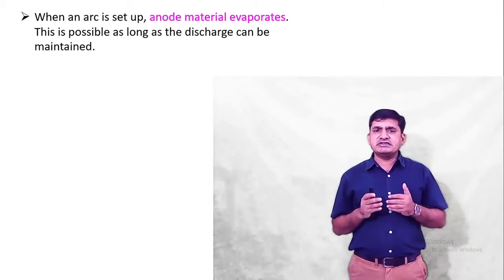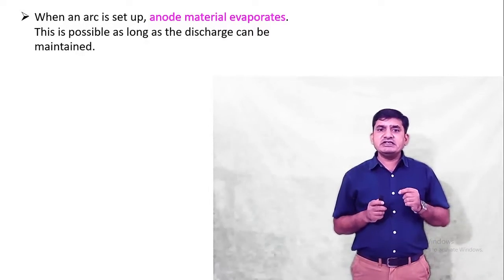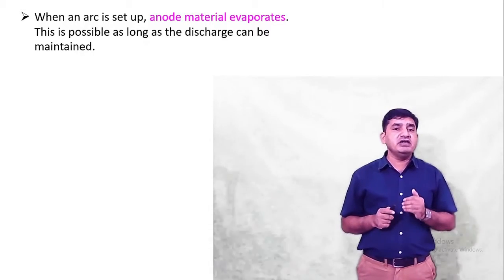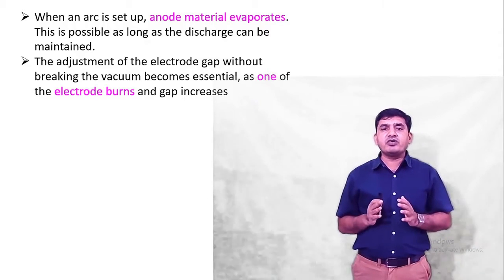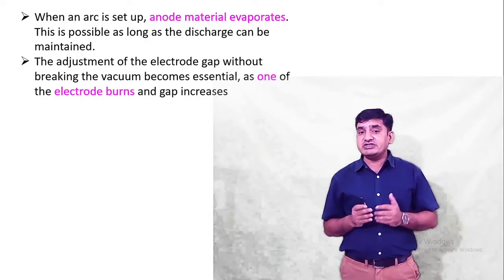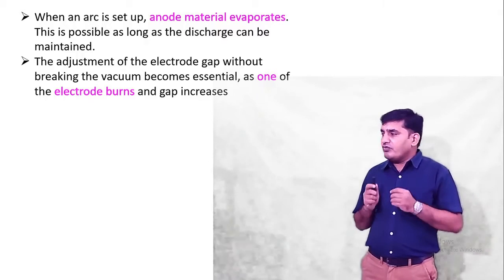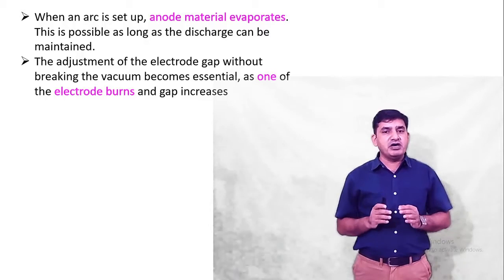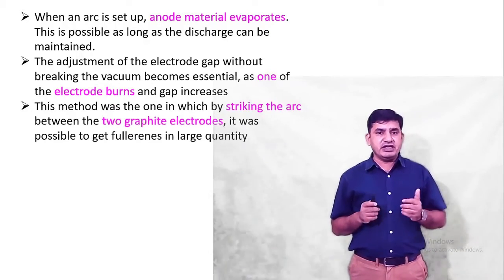When an arc is set up, anode material is evaporated. This is possible as long as the discharge can be maintained. The adjustment of an electrode gap without breaking the vacuum became essential as one of the electrodes burns. When one electrode burns, generally the positive electrode, the gap between the two electrodes increases.